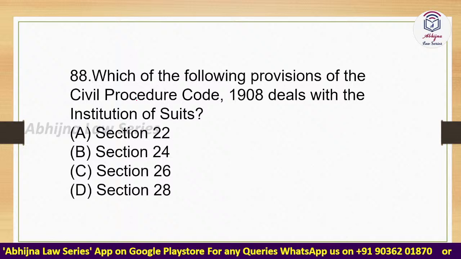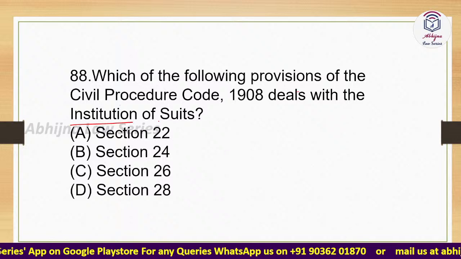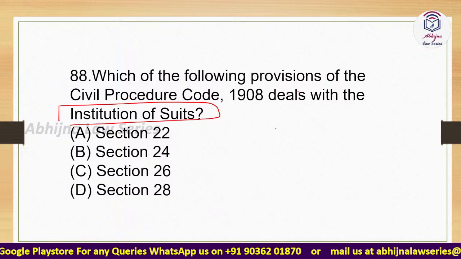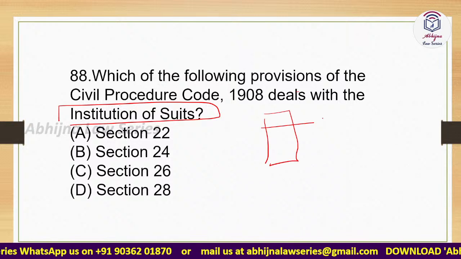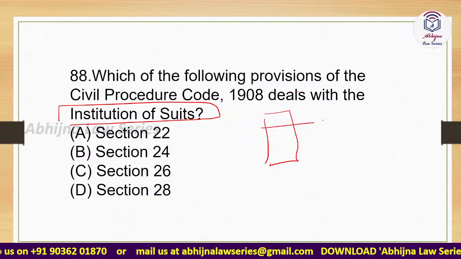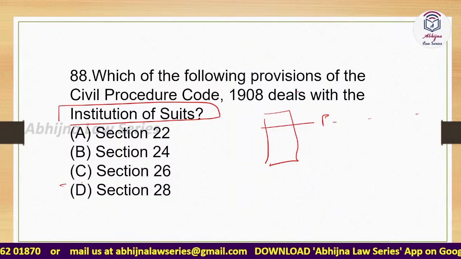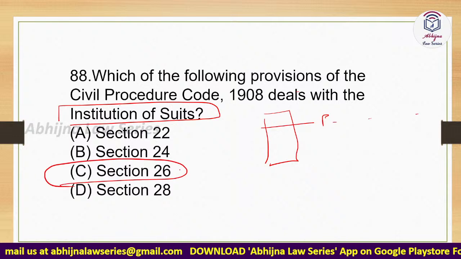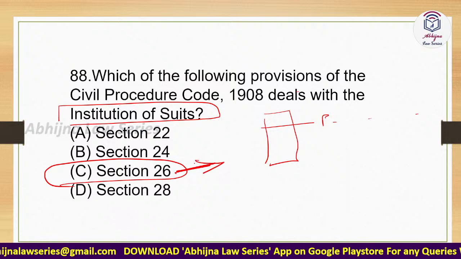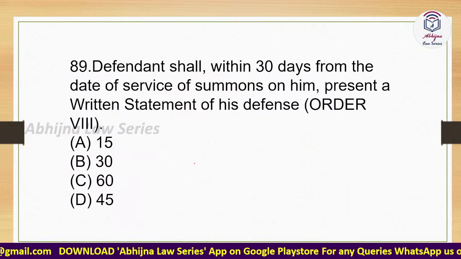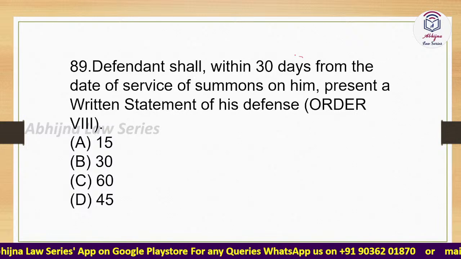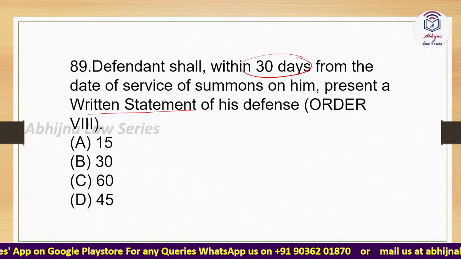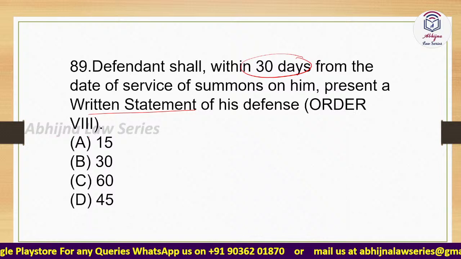Which of the following provisions of CPC deals with the institution of suits? Whenever you file a plaint, you can read that it says plaint filed under Section 26 of CPC. So Section 26 deals with the institution of suits. C is the answer. Next: the defendant shall within 30 days from the date of service of summons on him present a written statement of his defense. Order 8.